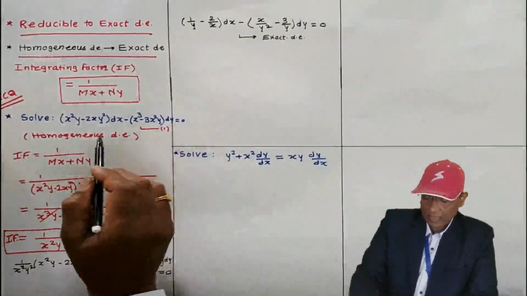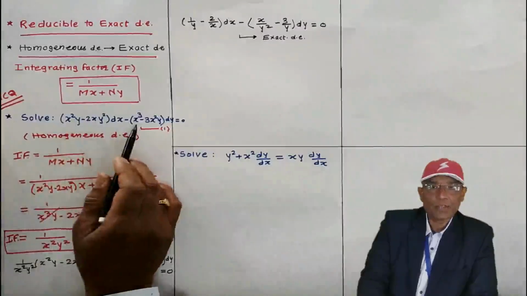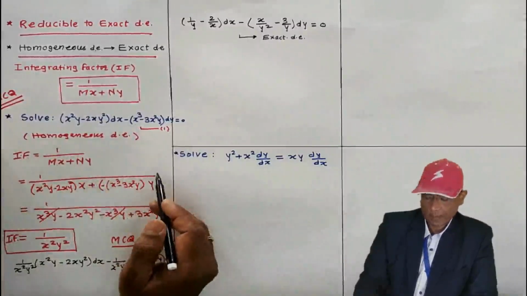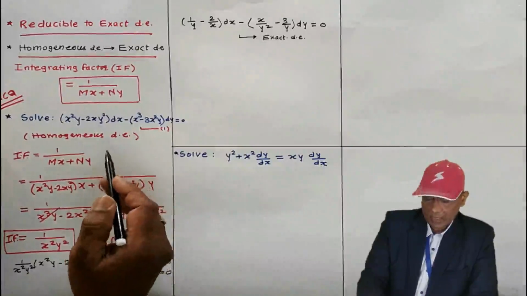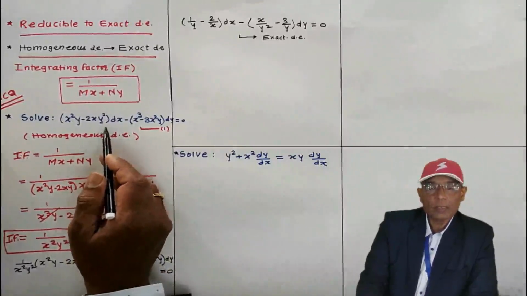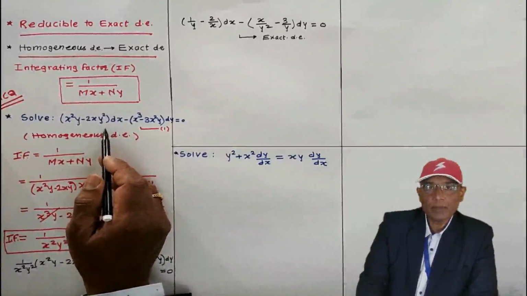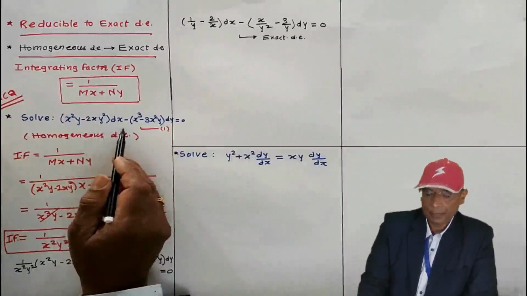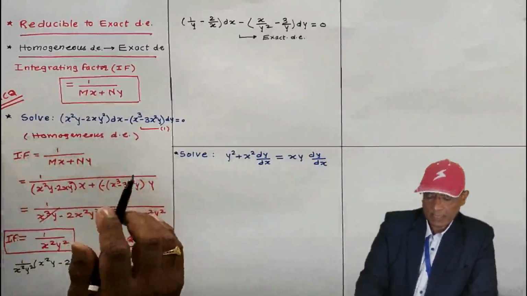See, this is not an exact differential equation. What is the condition of exactness? Del m by del y is equal to del n by del x. But you may question, if without fulfilling the condition of del m by del y equal to del n by del x, how are you going to say it is not exact? But I am not going to check the condition.